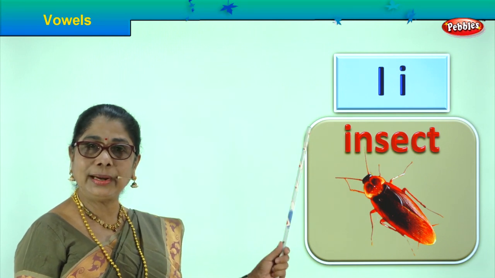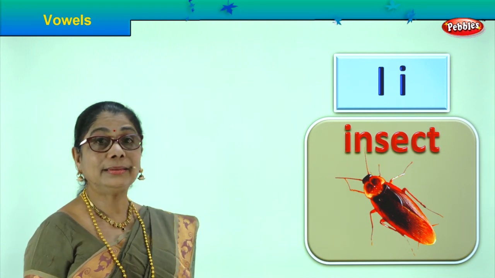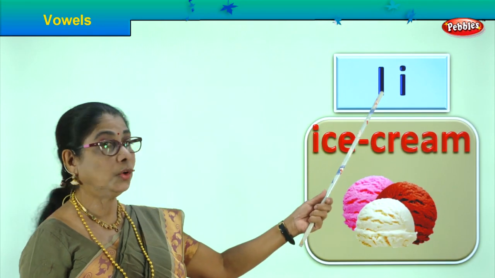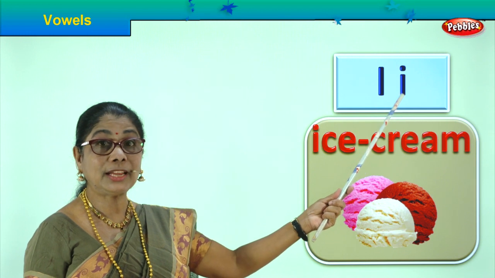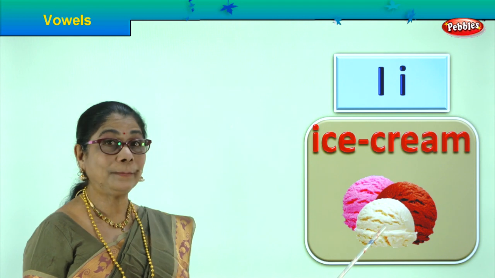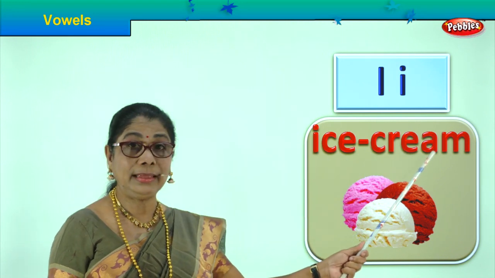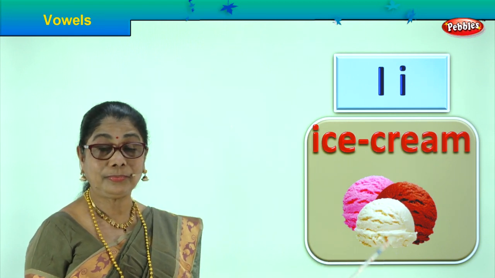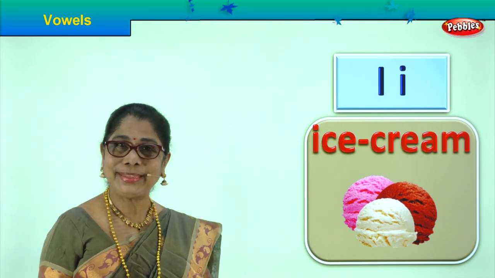Let's take another word and read in the third vowel I, which has the sound E. Look, capital letter I, small letter I, sound is E. Ice cream. I-C-E-C-R-E-A-M. Ice cream. So you learn to read the word ice cream. Good.